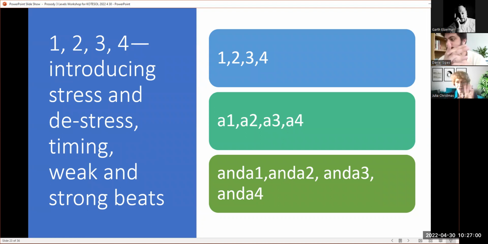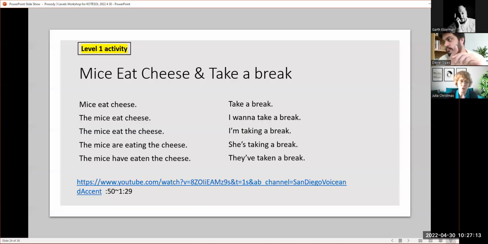I don't do this often. I only do it once because younger learners really like it as a kind of chant, but I just do this to begin to raise the awareness. And then I do mice eat cheese, which is a very level 1 activity.